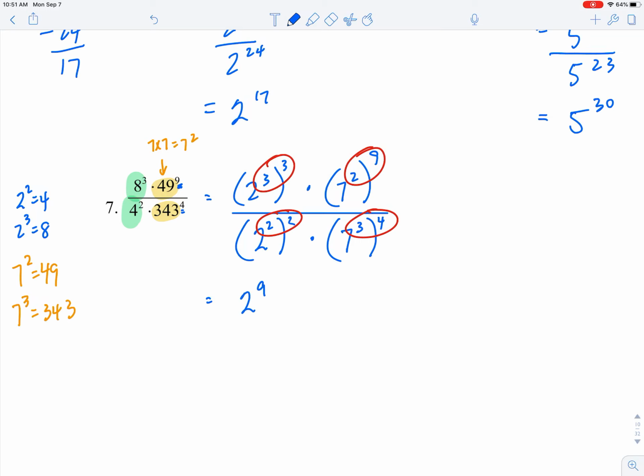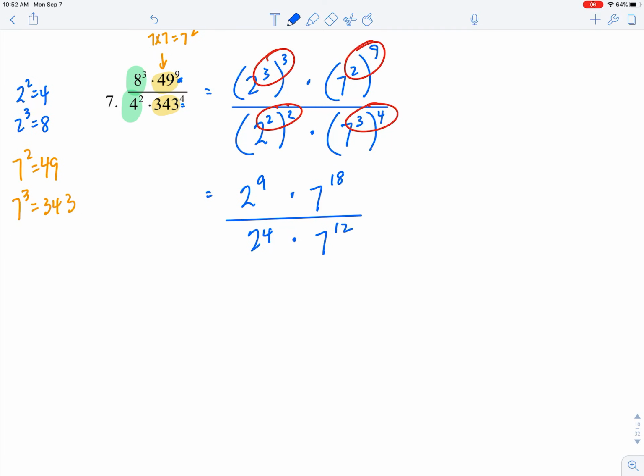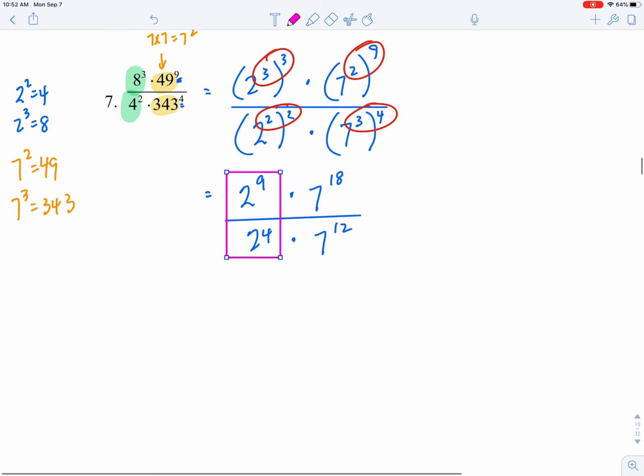So that's 2 to the 9 times 7 to the 18, 2 times 9 is 18, all over 2 to the 4 times 7 to the 12. We can only do exponent rules when the bases match. So the bases match here, those are both base 2. And then the bases match here.